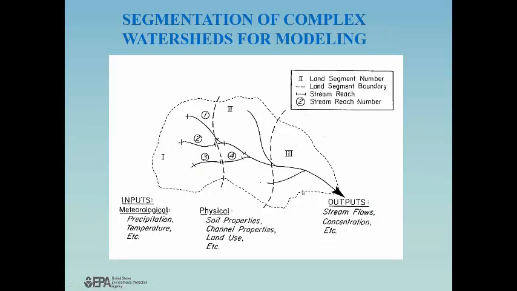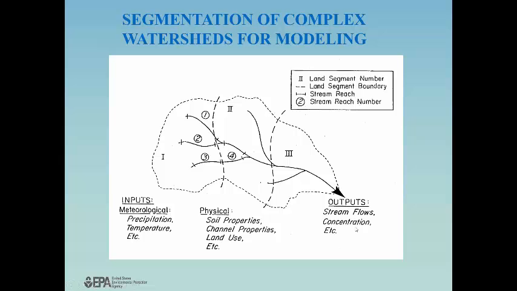To represent a complex watershed, we go through a process called segmentation, where you divide up the watershed into pieces so that we can then convey information to the model that this portion of the watershed has different characteristics, different inputs than another portion of the watershed. So you simulate it differently. You simulate the same processes but with different inputs and characteristics.